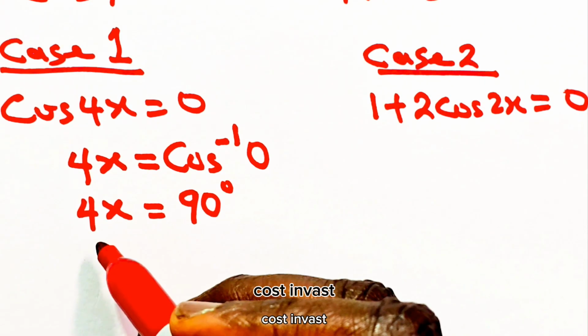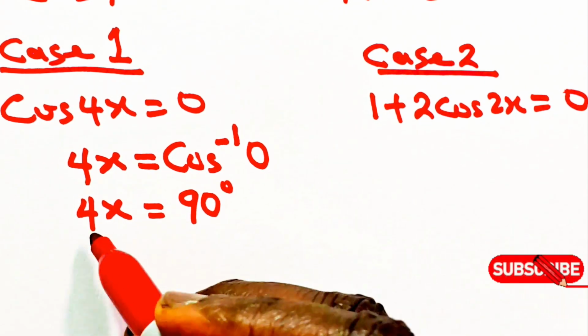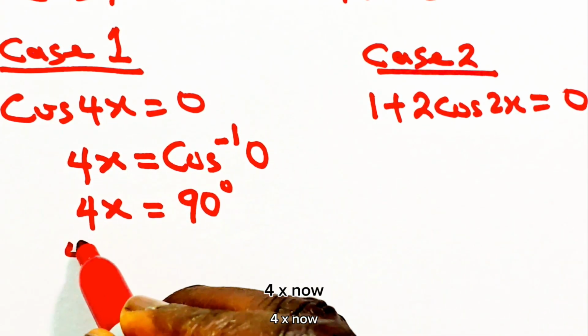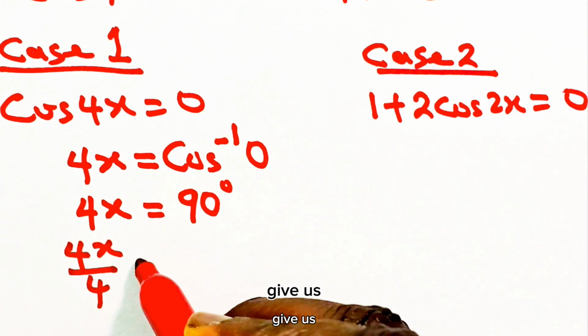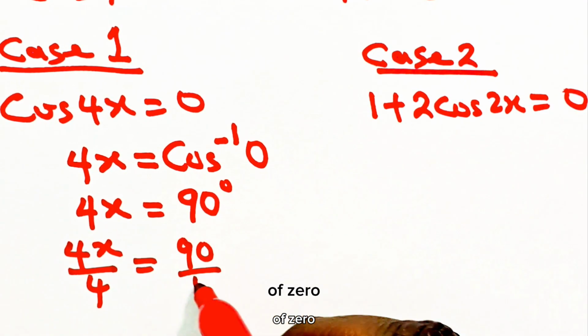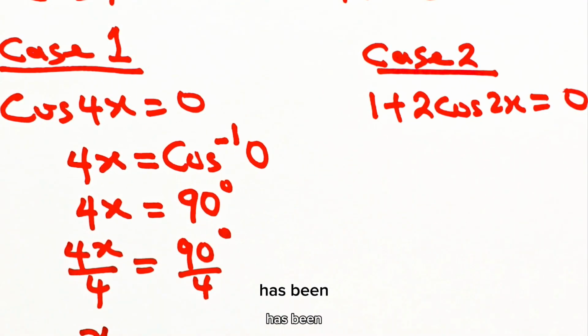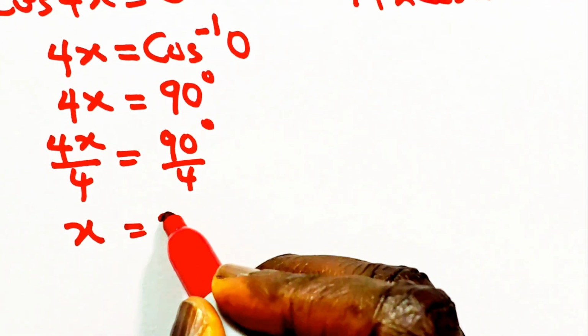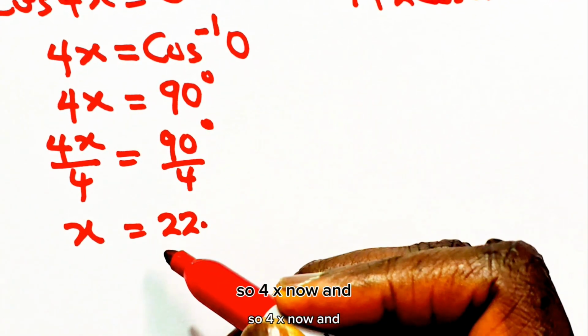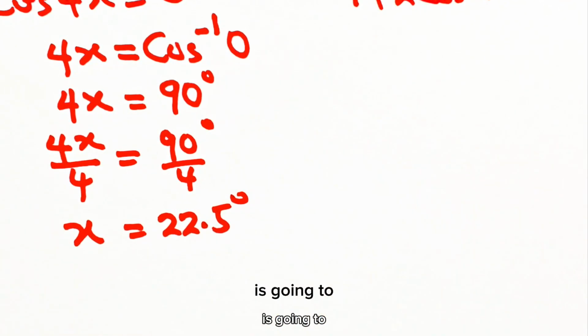But still, we want to find the value of x, not 4x. So we divide both sides by 4. 4x divided by 4, 90 divided by 4. So x here will be equal to 22.5 degrees. That is in case 1.